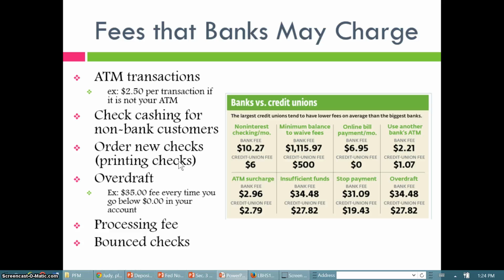There are quite a few different fees associated with banks, which may charge you different amounts for different transactions. You can see that there are different fees from commercial banks to credit unions on ATM use, check cashing, ordering new checks, overdraft fees, processing fees, and bounced checks. So it's quite expensive, and there's quite a difference between the fee rates depending on whether you're using a for-profit commercial bank or a credit union.